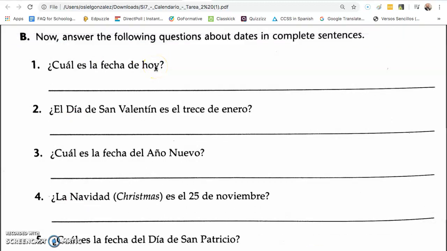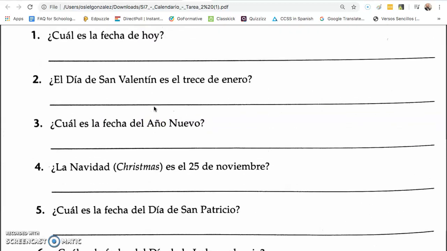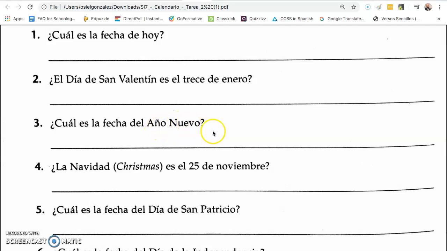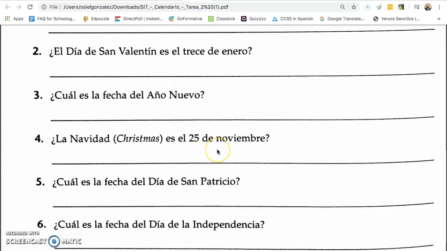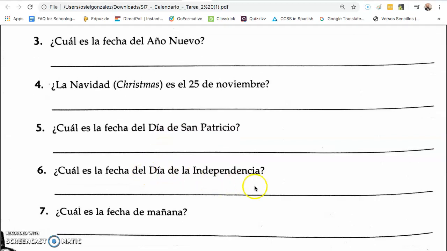Hoy is today, okay? So what is today's date? Día de San Valentín. You can figure that one out. San Valentín. Come on now. It happened in February. You know this. How about Año Nuevo? Año Nuevo, the New Year. Too easy, right? La Navidad. San Patricio. Does that sound familiar? Does that sound like something? San Patricio. St. Patrick's Day. Independence Day is number 6. And finally, ¿cuál es la fecha de mañana? Mañana means tomorrow. So what is tomorrow's date?